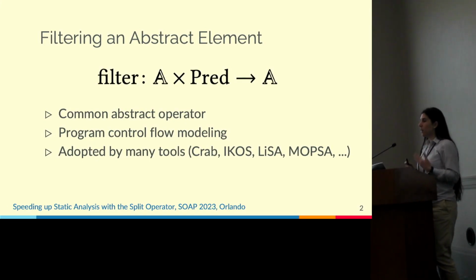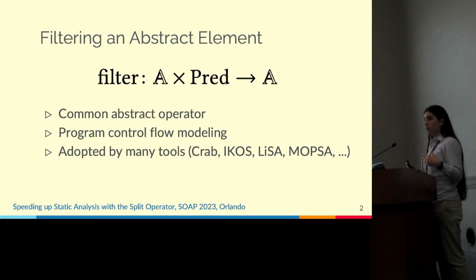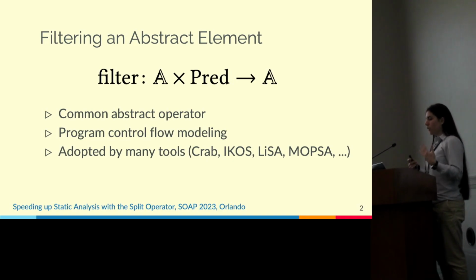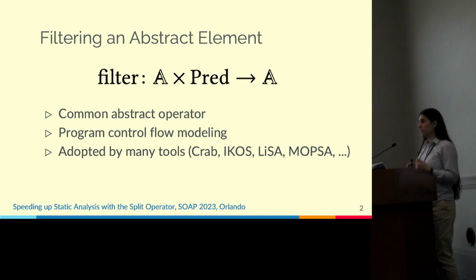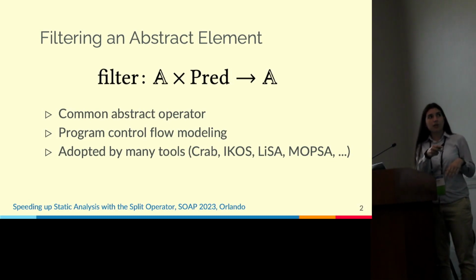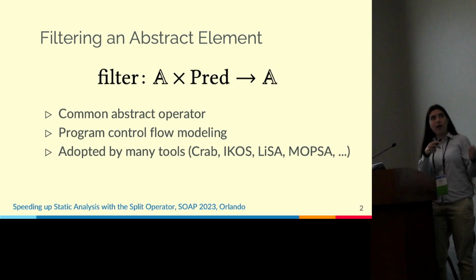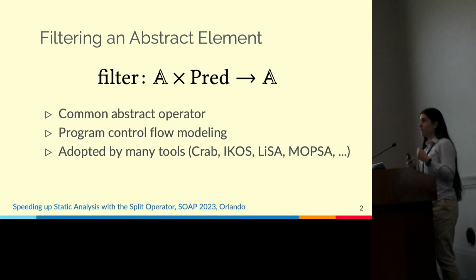So filter is a common abstract operator. Of course, we are in the context of abstract interpretation, and it allows the modeling of the control flow of a program in conditional branches. This operator is adopted by many tools such as CRUB, ICOS, LISA, and MOPSA, and goes by many names such as Assume, for example. As you can see, this operator works on an abstract element and a condition, a predicate. And what it does basically is that it refines the abstract element, and it produces the abstract element that meets the predicate, so the conditions.